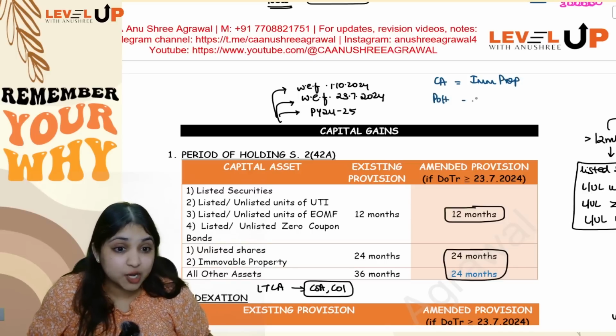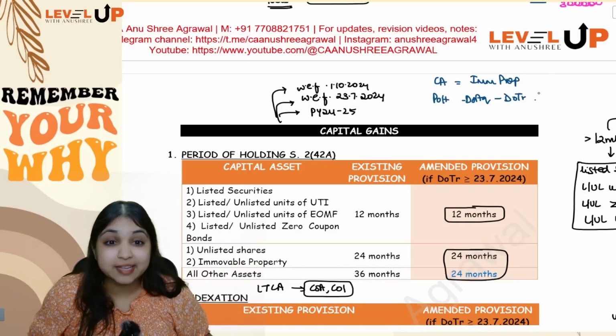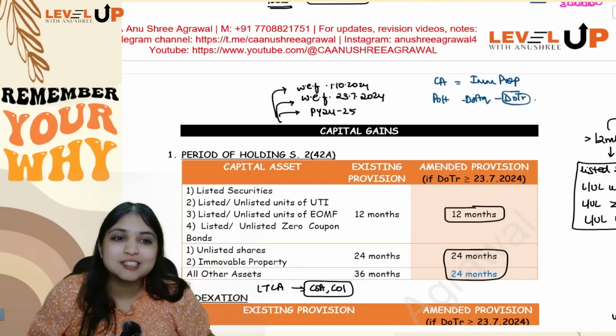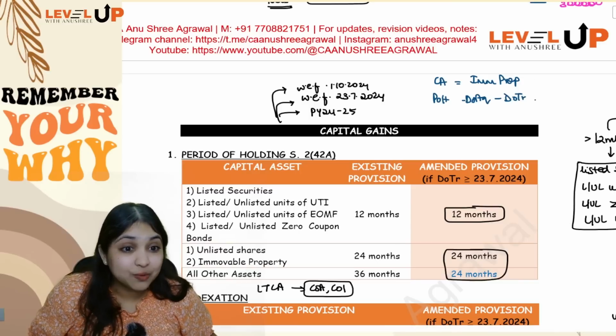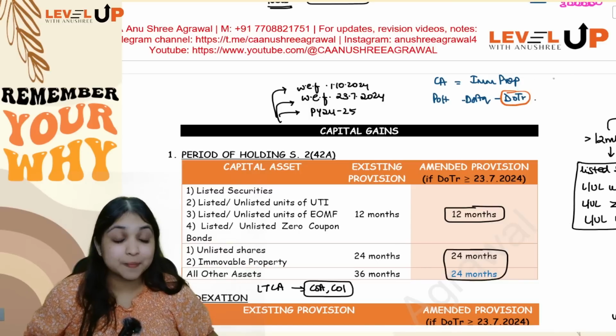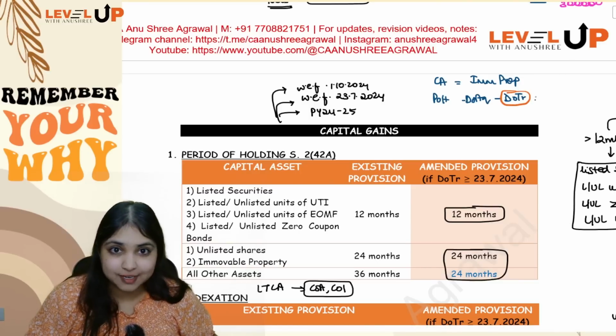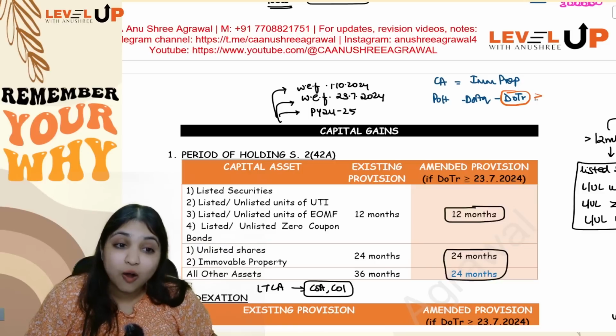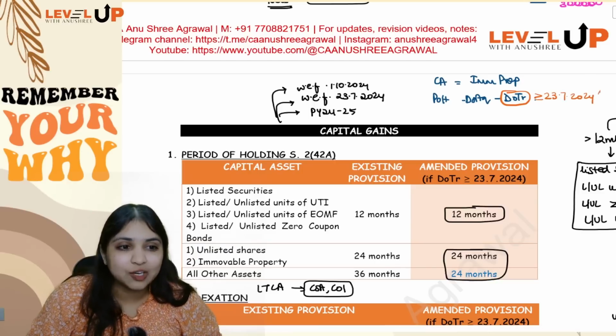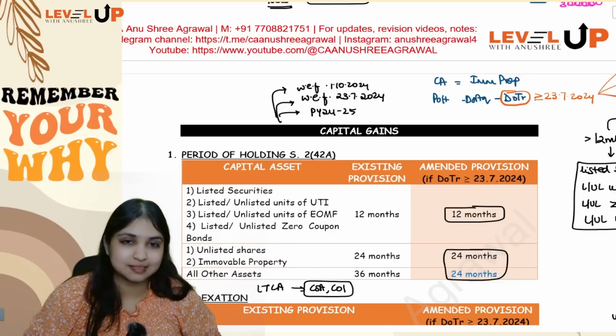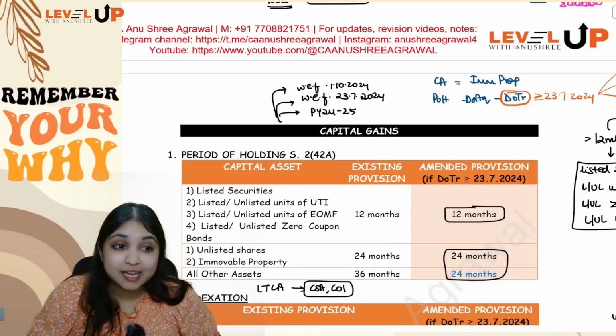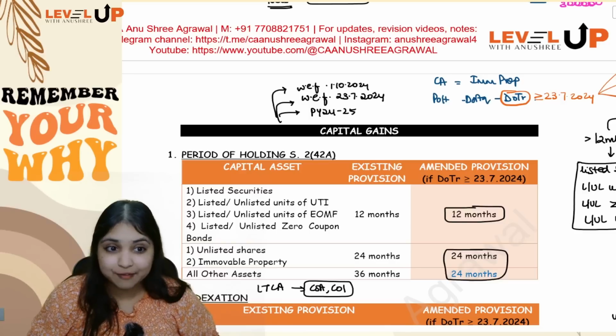Now when we write the period of holding, we write the date of acquisition and we write the date of transfer, guys. Here you have to pause for a moment. You have to see what is the date of transfer. If the date of transfer happens to be on or after 23rd July 24, then you have to remember 3 things.